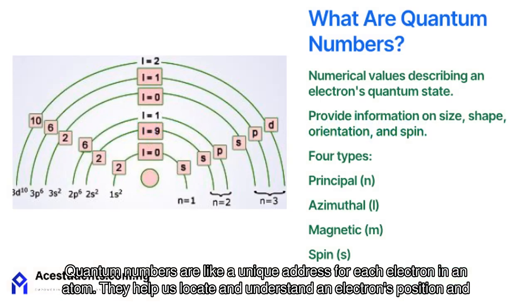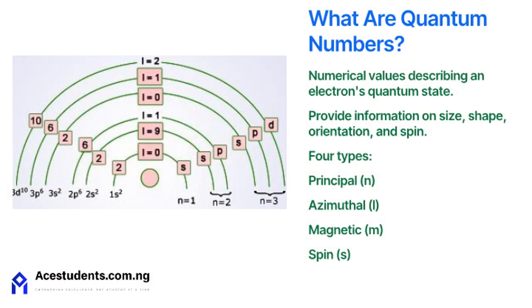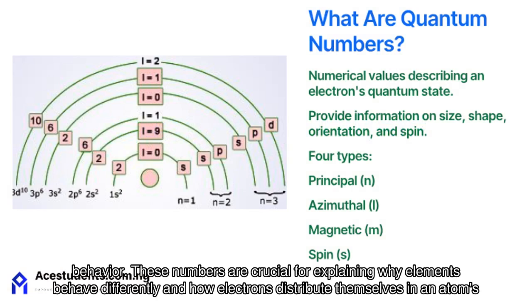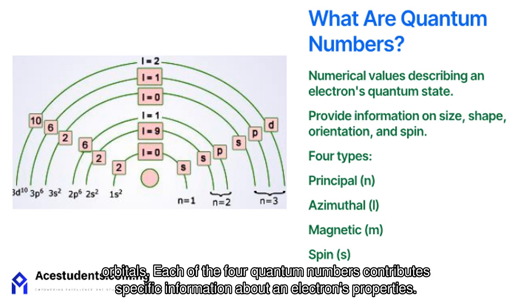Quantum numbers are like a unique address for each electron in an atom. They help us locate and understand an electron's position and behavior. These numbers are crucial for explaining why elements behave differently and how electrons distribute themselves in an atom's orbitals. Each of the four quantum numbers contributes specific information about an electron's properties.